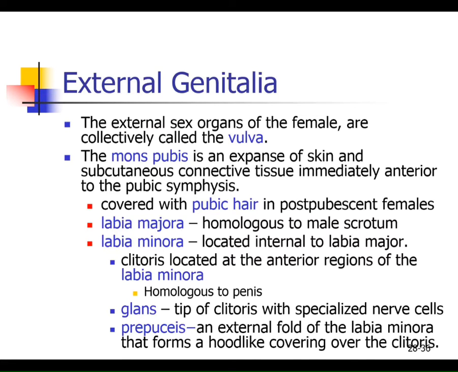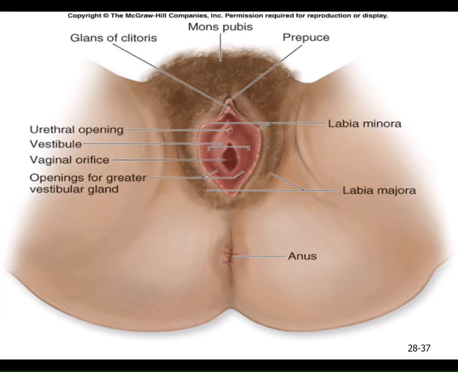Everything that you can see externally in the female is collectively called the vulva, and that's going to include the mons pubis, the skin on which most of the pubic hair is found, the labia majora, and the labia minora. The clitoris is located at the anterior region of the labia minora, and the clitoris, I've already mentioned, is homologous with the glans penis. The clitoris also has a glans. The glans of the clitoris is just the tip of the clitoris, and that's specialized nerve cells, just like in the male. And there's also a fold over the clitoris that is similar to the foreskin of the male.